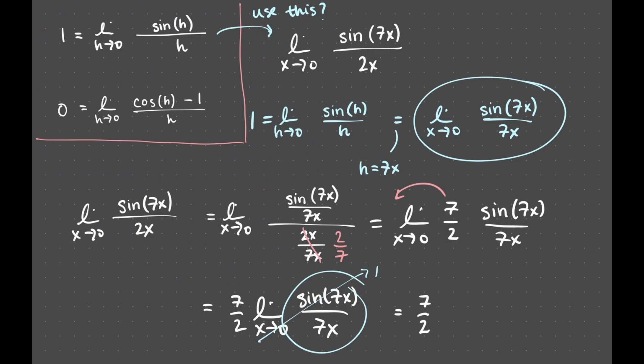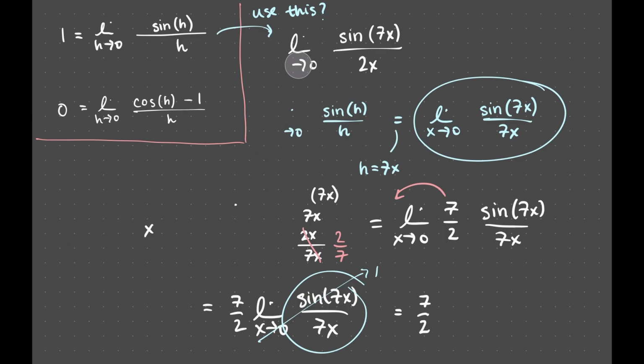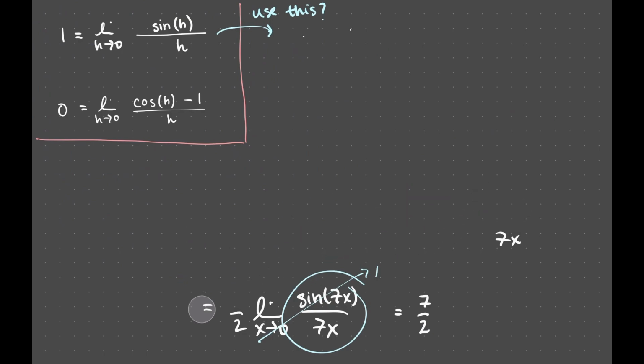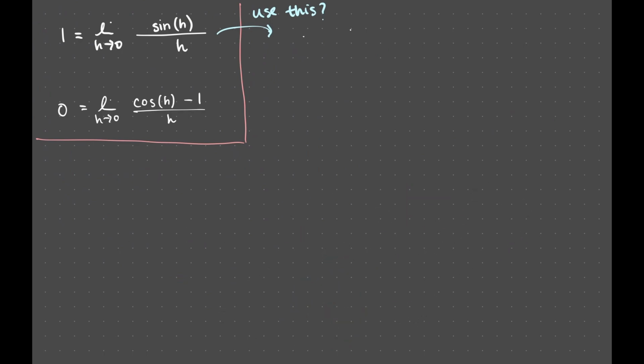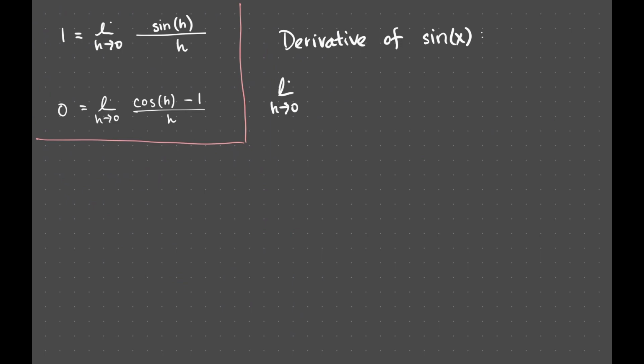Another reason these new trig limits are useful is because they allow us to compute the derivatives of trig functions. For example, let's try to compute the derivative of sine at the point x. By definition, this derivative is equal to the limit as h goes to 0 of sine of x plus h minus sine of x all over h.